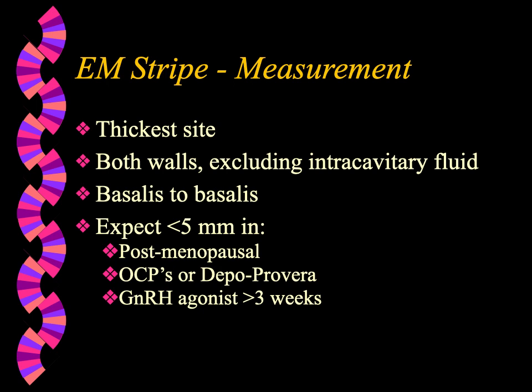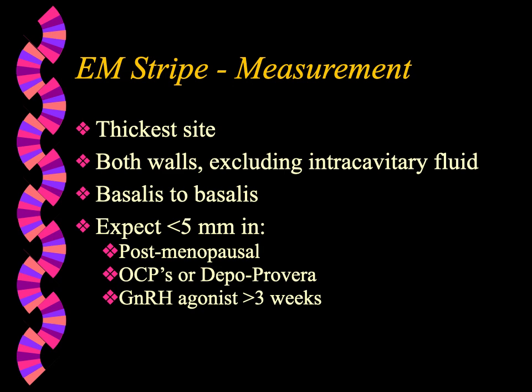We expect the endometrial stripe to be less than 5 millimeters in postmenopausal women, since they are not under the influence of estrogen. We expect it to be less than 5 millimeters in patients on combined oral contraceptive pills, since they are progesterone predominant, or in a patient who's on Depo-Provera, or in a patient who's been on a GnRH agonist for more than 3 weeks.